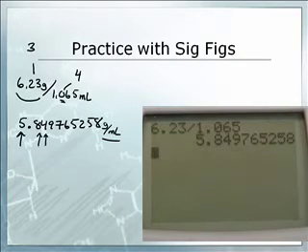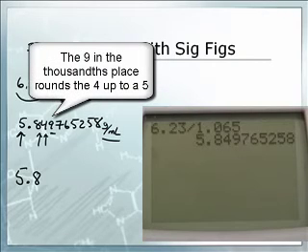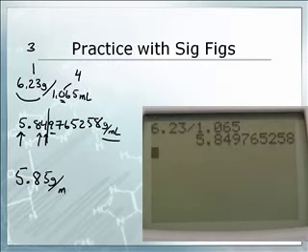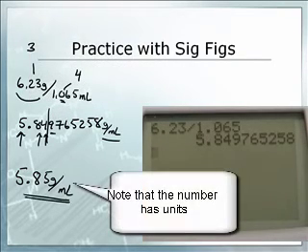Now, be careful. Even though we want 5.84, wait, is it going to be a 4 or is it going to be a 5? Notice that we have to look at the next digit. The next digit is a 9, that means we're going to round up. So that'd be 5.85 grams per milliliter. Good. Do not write the calculator answer. Never. All right. Let's do another one.